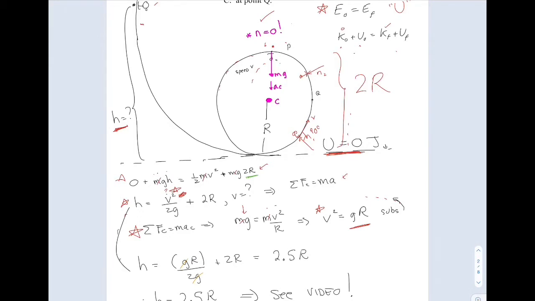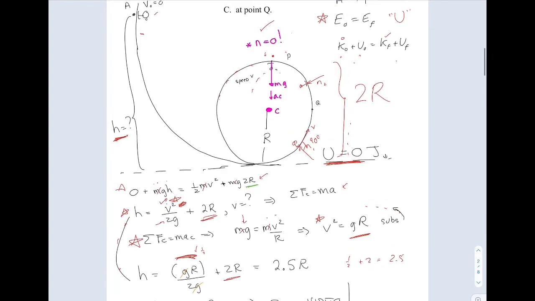So my height is v squared, that thing is v squared, don't forget the 2g on the bottom, plus 2r. Okay, so the g's cancel, and right here I have a half. There's a half, because the 2's on the bottom, plus 2. So 2.5 is 2.5. So then that height is 2.5 times the radius. So up here, I have 2r, so I'd have to go further above.